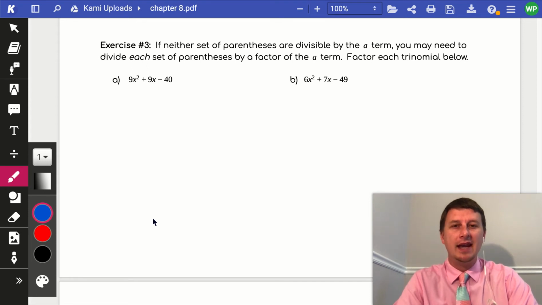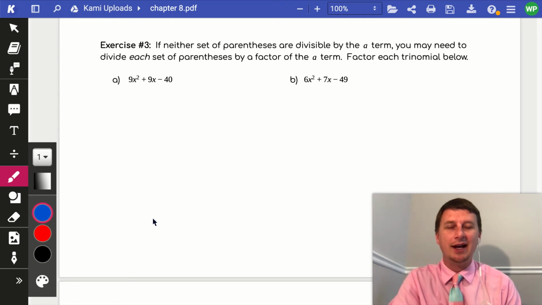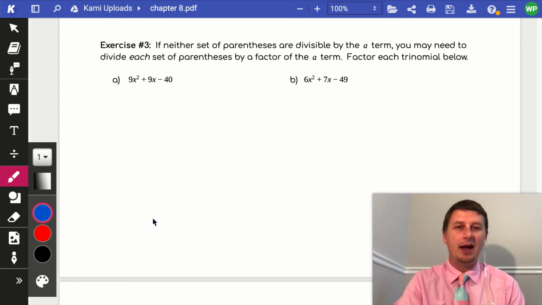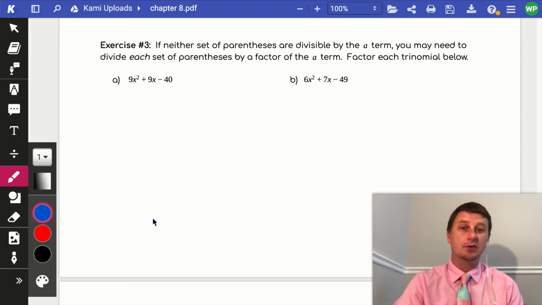In this video, we're going to be taking a look at exercise number 3, which says, if neither set of parentheses are divisible by the a term, you may need to divide each set of parentheses by a factor of the a term. Factor each trinomial below. If you recall from our first two exercises, we were introduced to the AC method. Let's see what this problem is talking about, because it might be a little tricky to understand in those words.